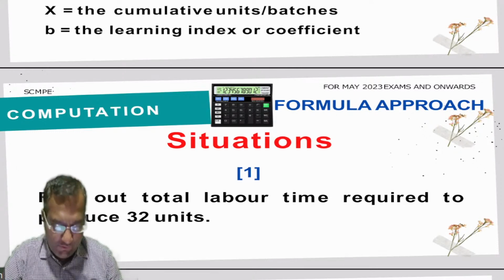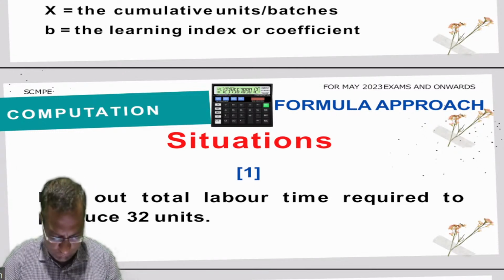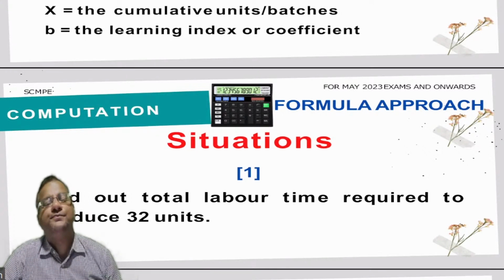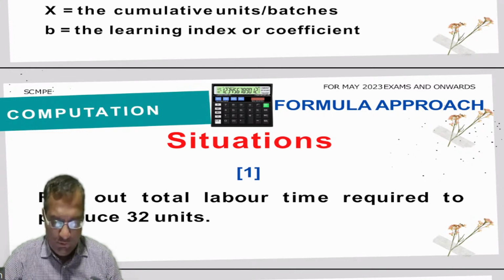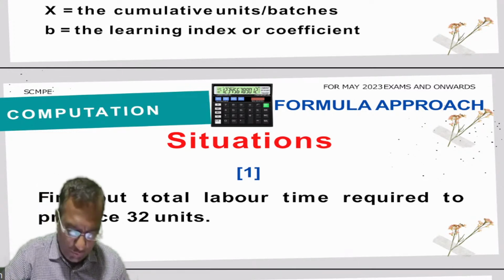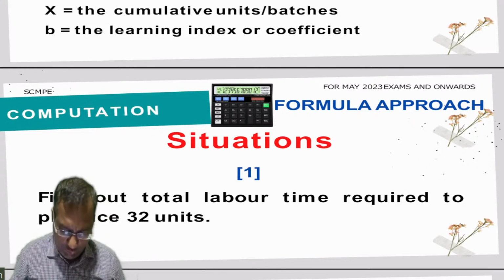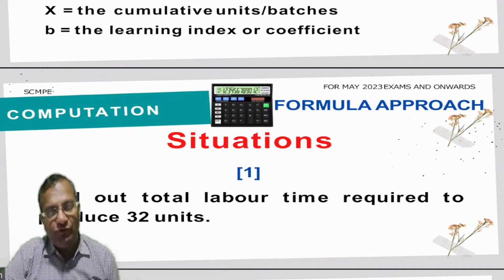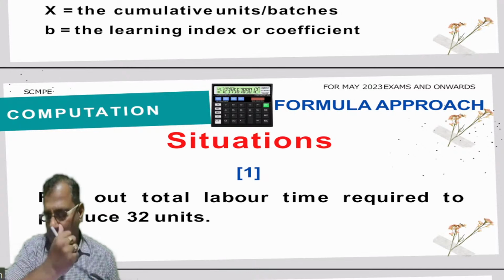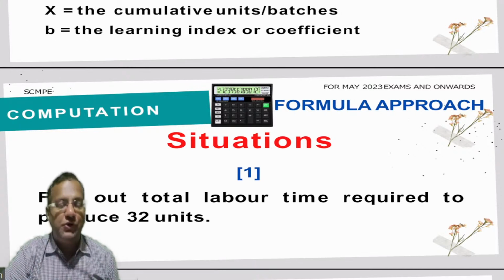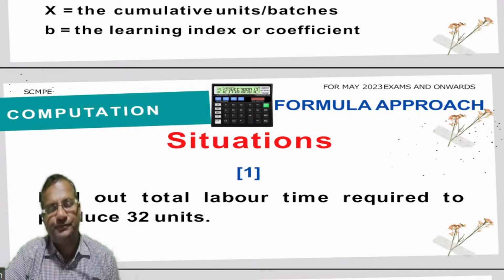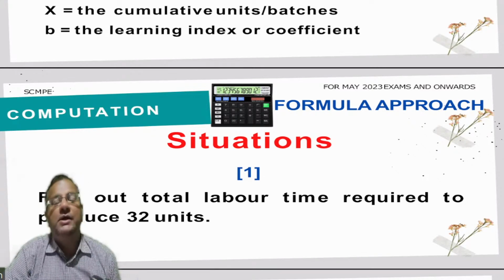Now write down step number 2. Total time required to produce 32 units is equal to average time of 32 units, multiply by 32 units. Put the multiplication sign.